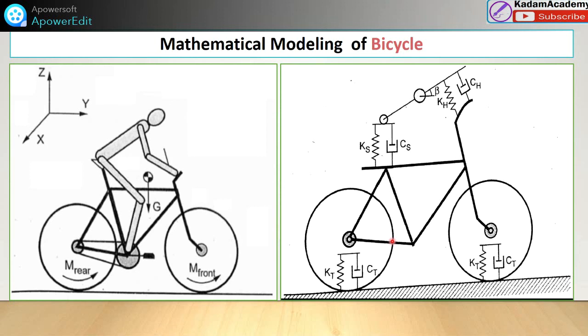So friends, this is the mathematical modeling for the bicycle, and the only vibration excitation to this bicycle comes from the unevenness of the road surface. The ground is not even, it is uneven, so that creates the excitation in this vibrating system. And this is the mathematical modeling of the bicycle.